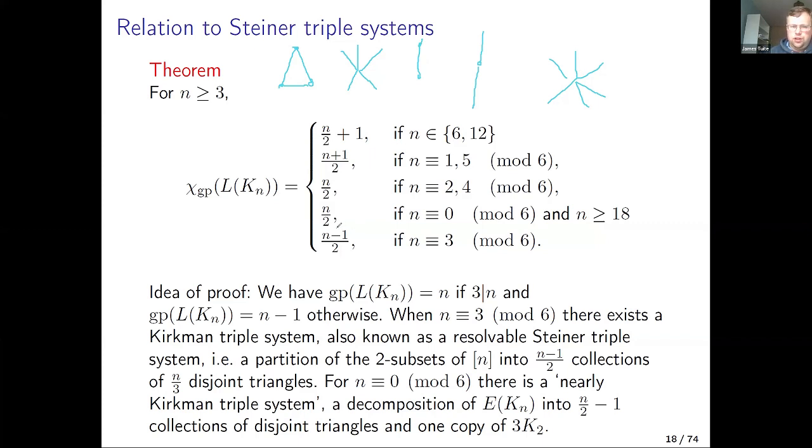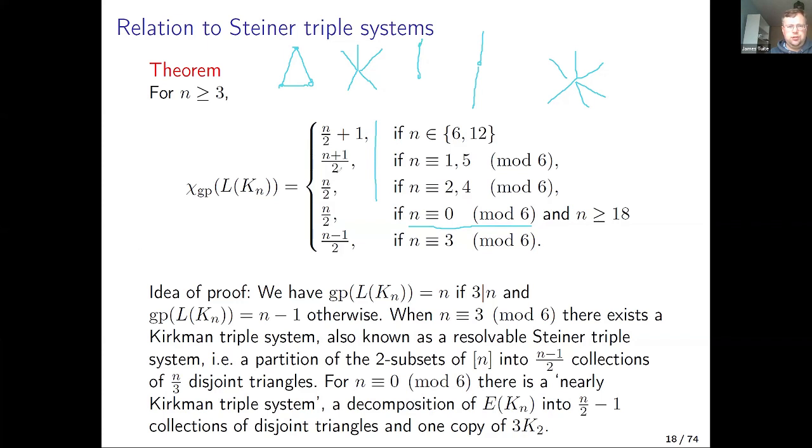You can also alter that a little bit and take into account parity considerations, and you get all of these answers. But where it gets really interesting is when n is congruent to 0 mod 6. In that case, we got the lower bound of n/2, but the existence of the right coloring followed from something called a nearly Kirkman triple system, which I hadn't heard of before doing this work, which is a decomposition into lots of Steiner triple systems and then one bit left over. And these always exist for n divisible by 6.